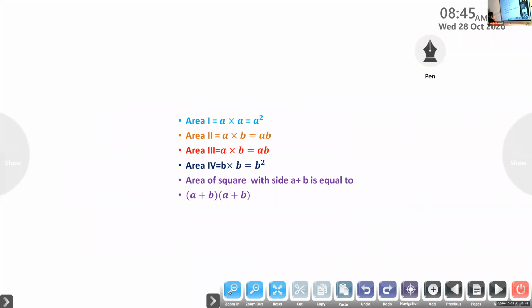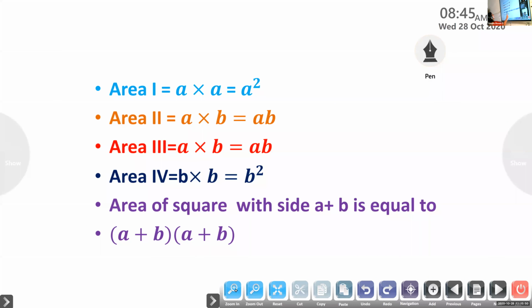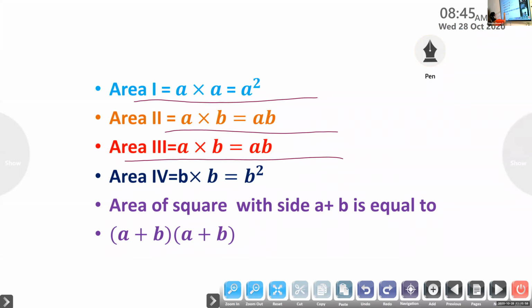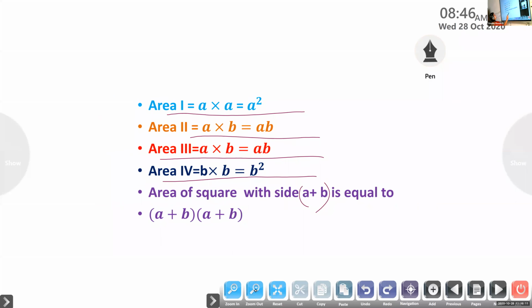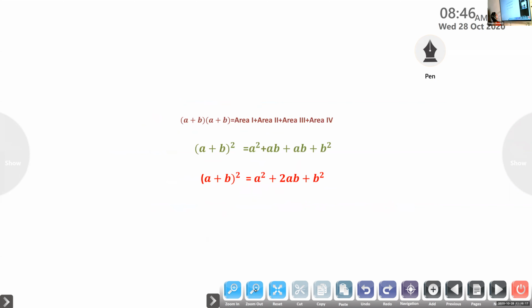See? The area of the first figure is A square. The area of the second figure, AB. The area of the third one also AB. The area of the fourth one is B square. And the area of the square with side A plus B is equal to A plus B into A plus B, which is A plus B the whole square.